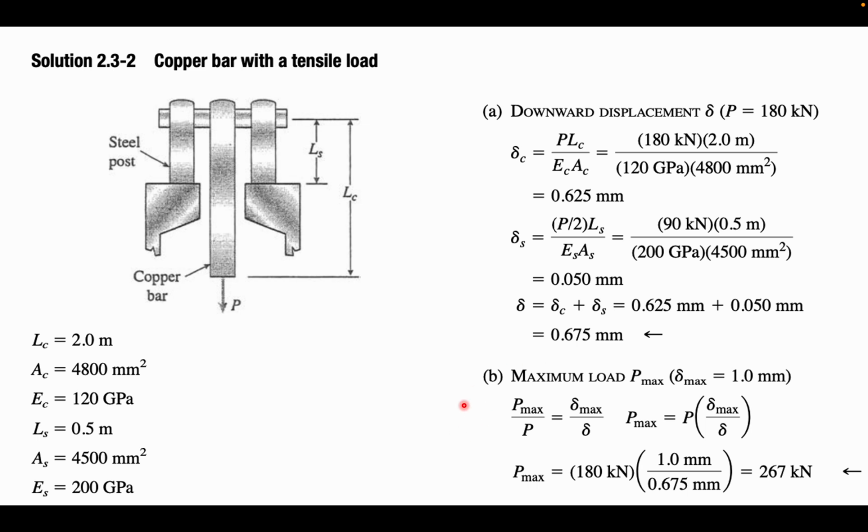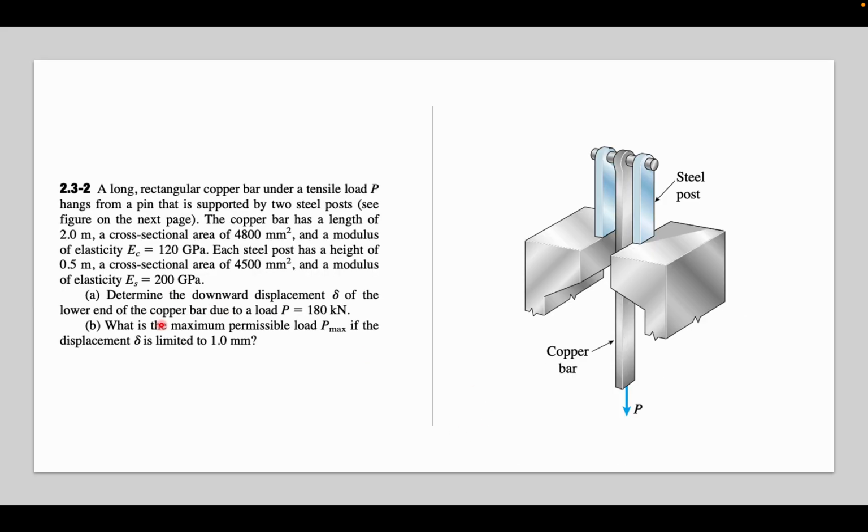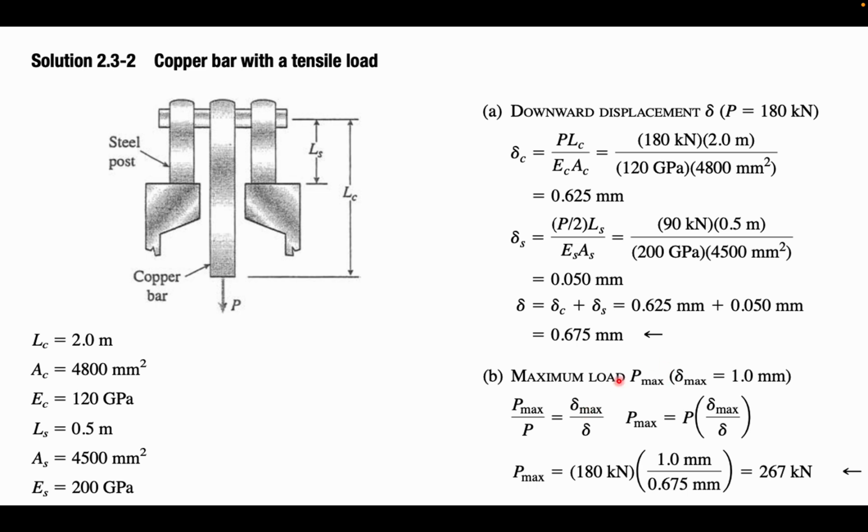In the B part, we have been asked what is the maximum permissible load P max if the displacement delta is limited to 1 millimeter. So here we know that delta max is 1 mm. Here we know that P max over delta max equals P over delta, so dividing on both sides, we get the equation P max equals P times, in brackets, delta max by delta.